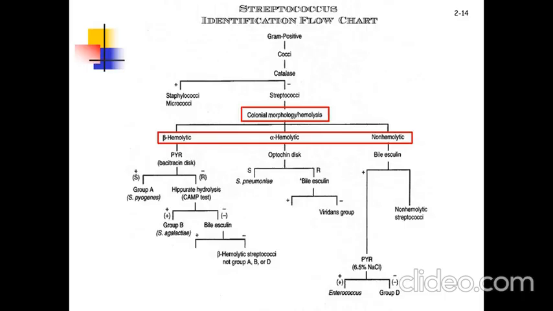Here's the flowchart that we're going to use for Streptococcus, and again, you will have to memorize this one. So right there at the top, we're talking about colony morphology and hemolysis. So we know that it is a gram-positive cocci, and we know that it's catalase negative. So now we're in the Streptococci realm. Now that we know that, we're looking at the hemolysis on the plate of those colonies.